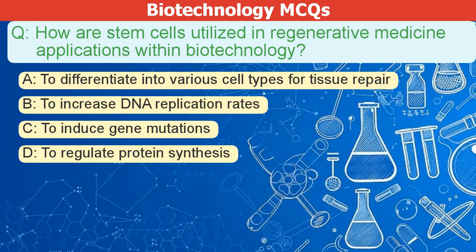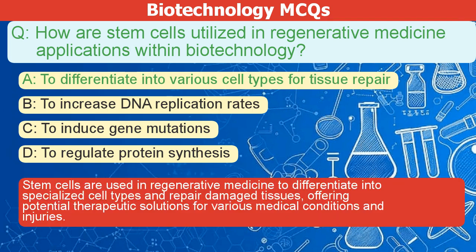How are stem cells utilized in regenerative medicine applications within biotechnology? A. To differentiate into various cell types for tissue repair. B. To increase DNA replication rates. C. To induce gene mutations. D. To regulate protein synthesis.